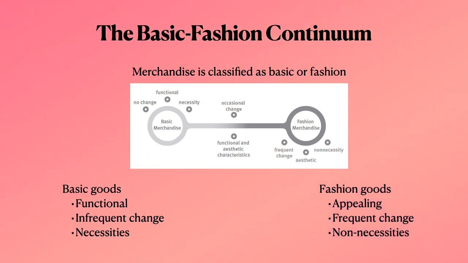Fashion goods that change from one season to the next and are used for adornment, such as fashion jewelry, are placed at the far right. Fashion goods can offer both functionality and unique styling, color, and texture. Consumers buy fashion goods due to their desire for change and because of the goods' appeal.